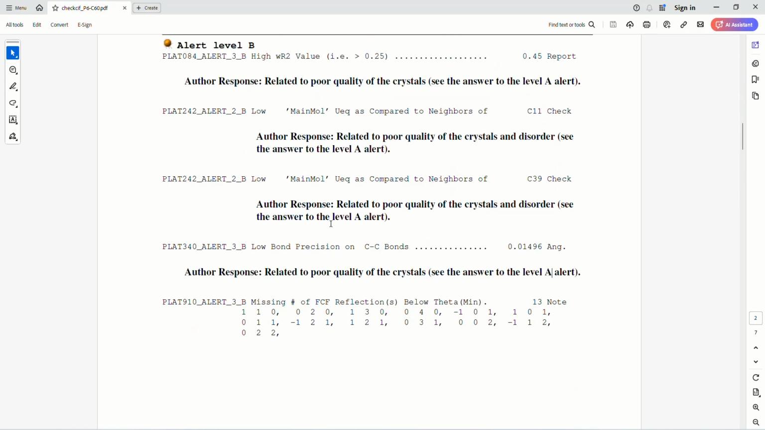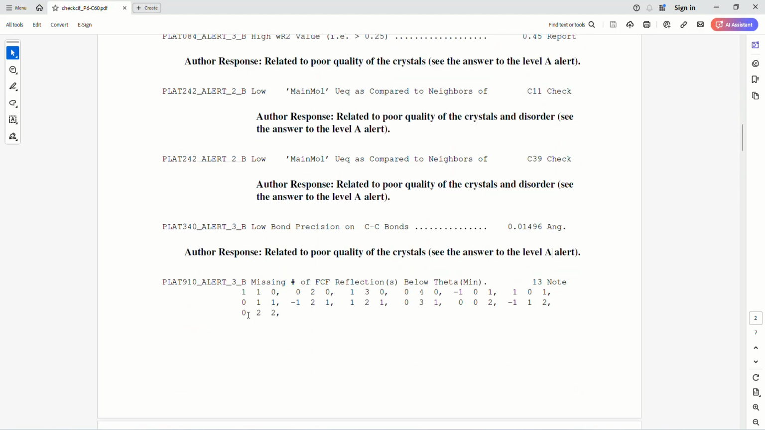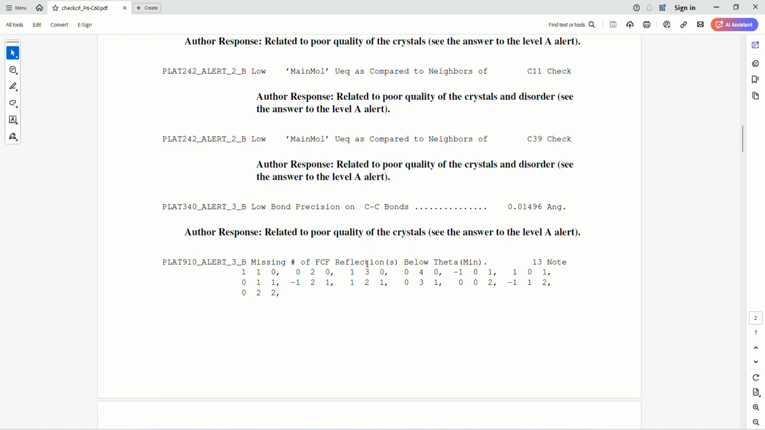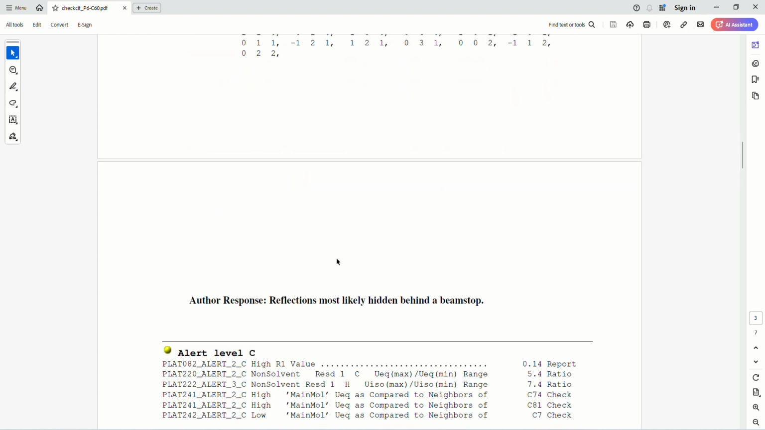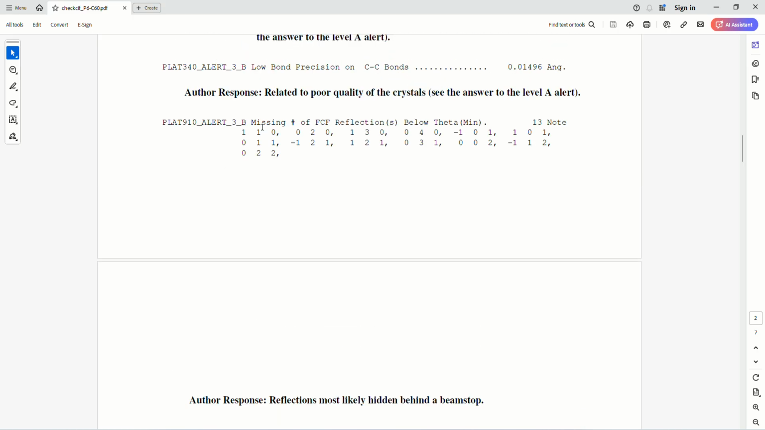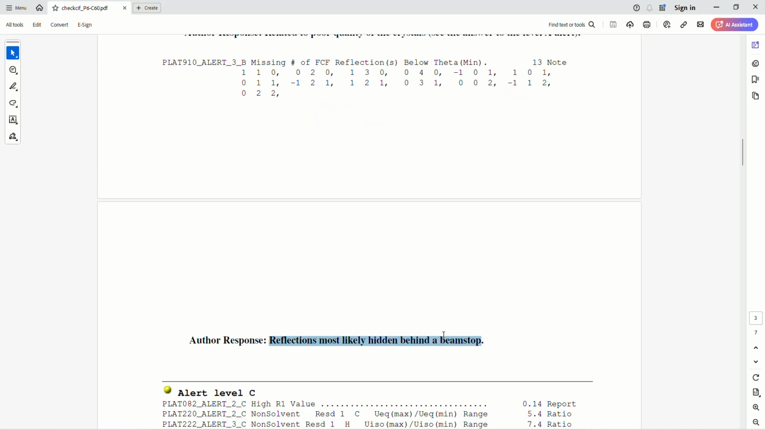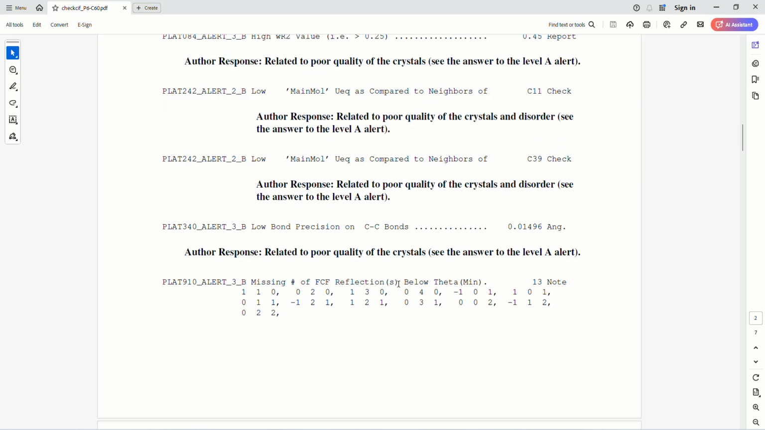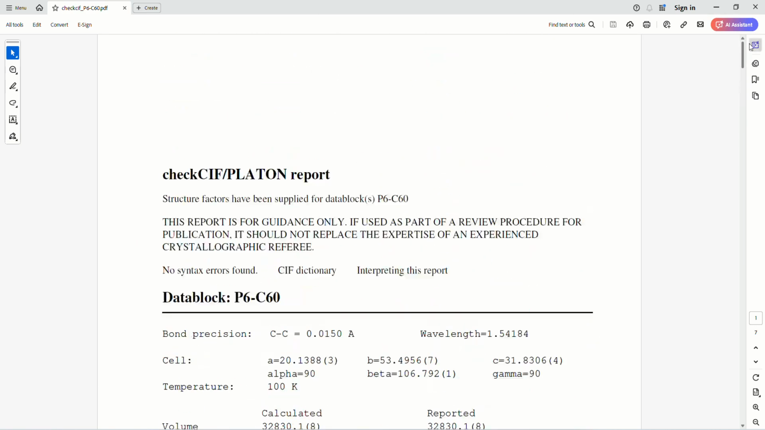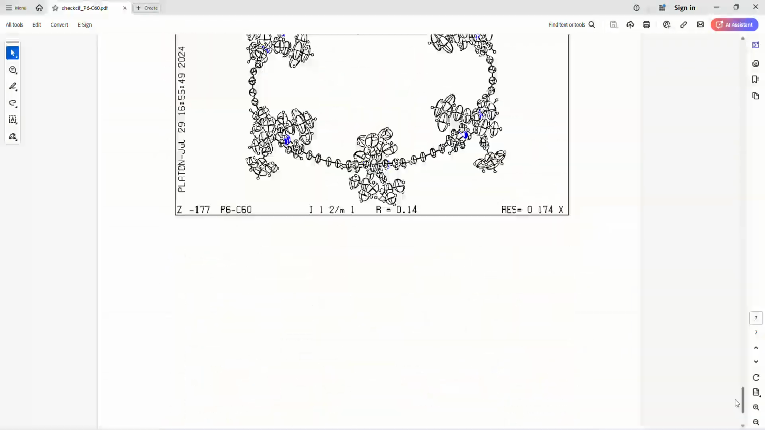But all of these responses basically are supposed to show someone who reads it that you understand the problem, you know what's going on, you really know what happened to the structure. And here, as I said, the reflection is most likely hidden behind the beam stop, and that's it. In this form, we can upload it to the Cambridge database and everything's fine.